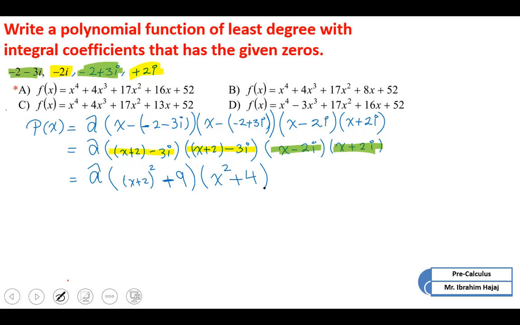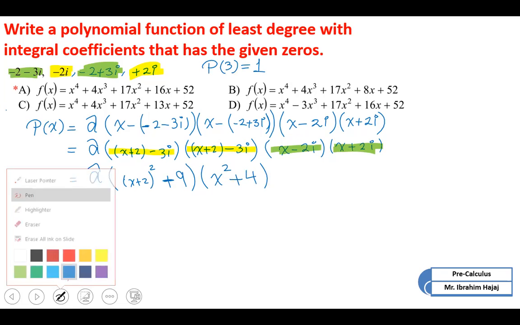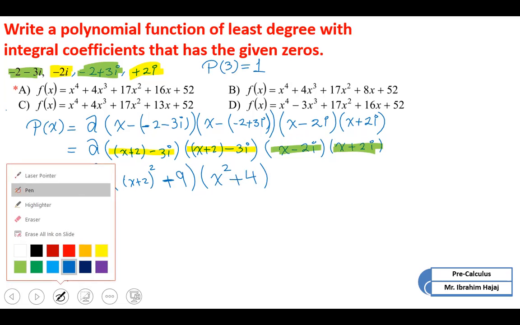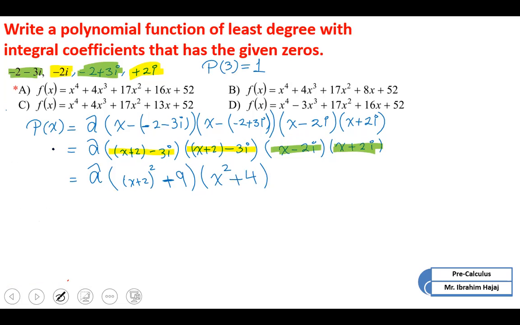In this kind of question, the question gives you that p of something is equal to something, it should be like this, p of 3, for example, is equal to 1, or p of 9 is equal to negative 2, to be able to find the value of a. So I think that when he said least degree with integral coefficients, this means that a is 1. So let's multiply and leave a at the end.